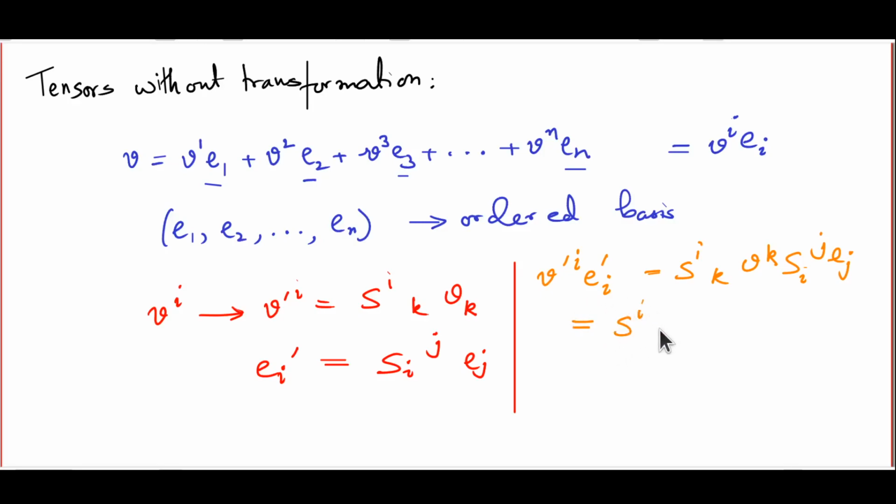This rather obviously is equal to this expression. And as we had shown earlier, S^i_k S_i^j is actually the jk-th element of the matrix S inverse times S, or the identity matrix. And that's given by delta jk. So delta jk v^k e_j. And this ensures that the transformed vector is actually equal to v^j e_j. So the vector itself does not change, as we have been stating.